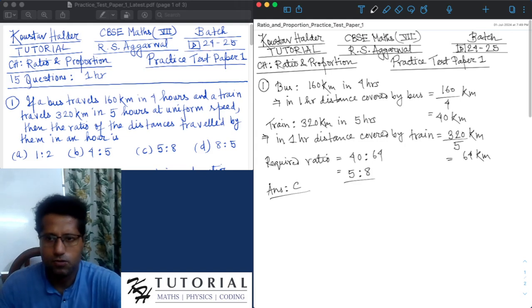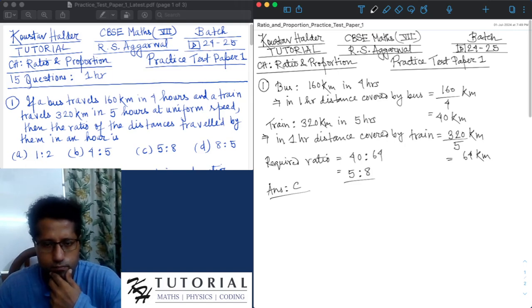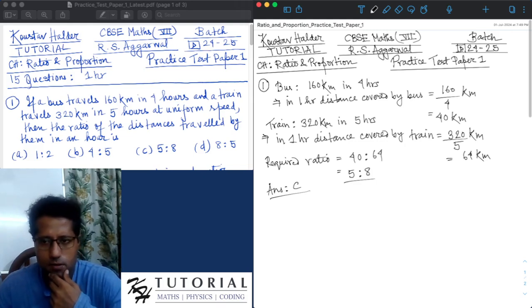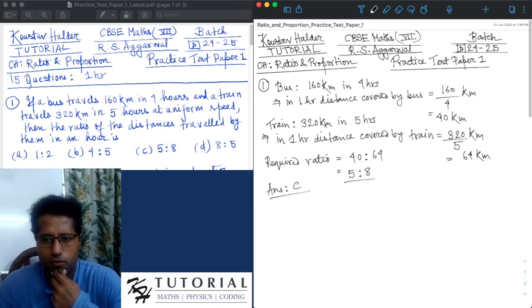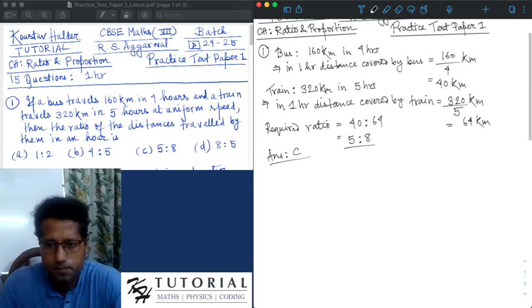Okay, so if you have already solved this paper, and if you are watching the solution, then you can pause the video and take a screenshot for your reference. And yes, so let's do problem number 2.